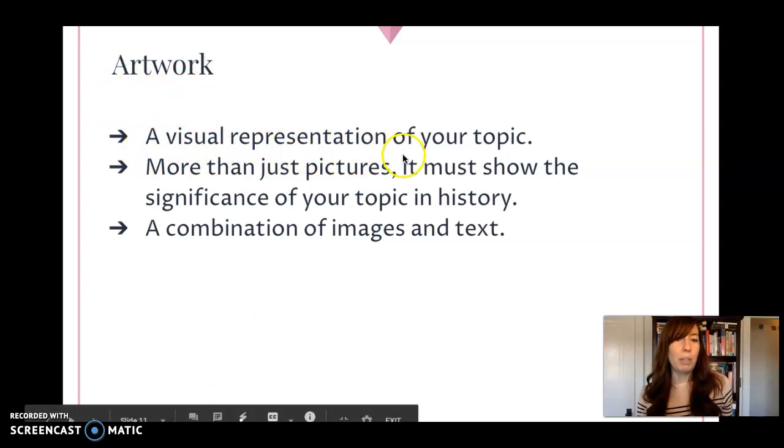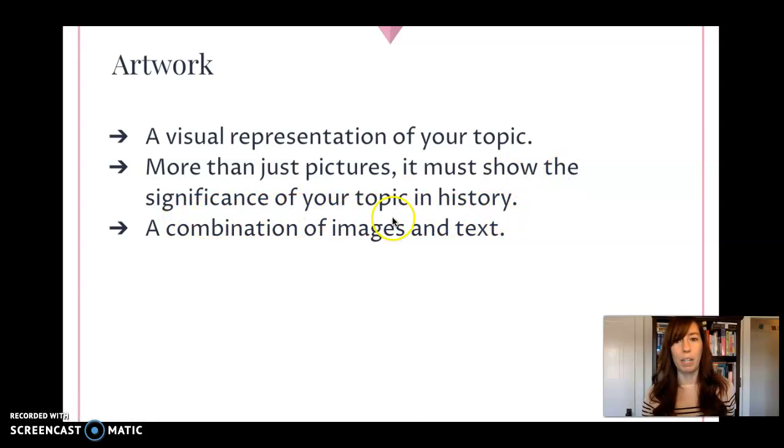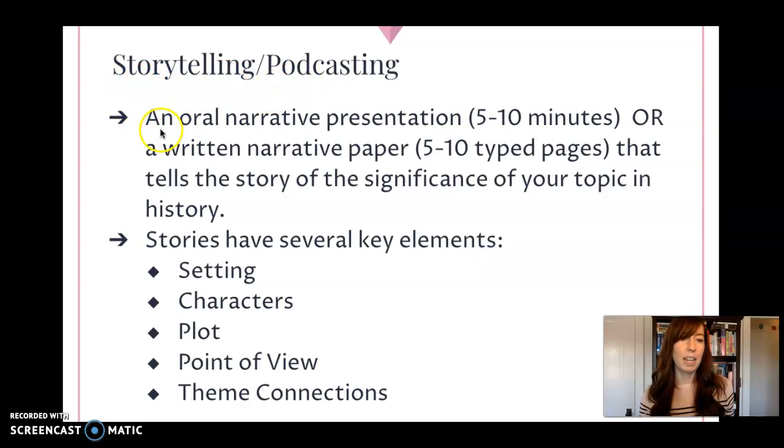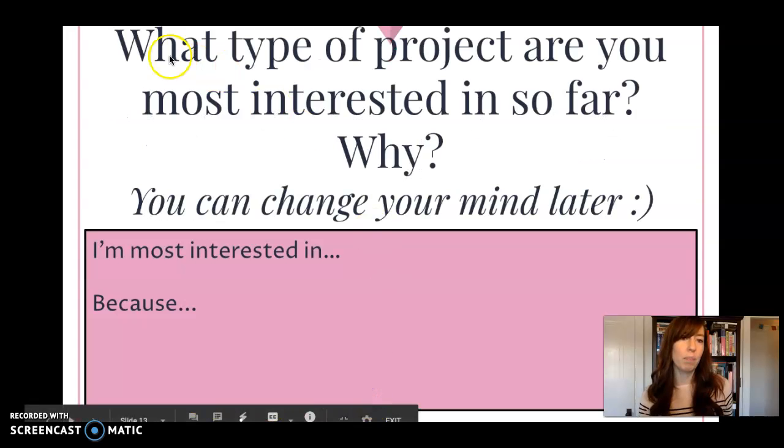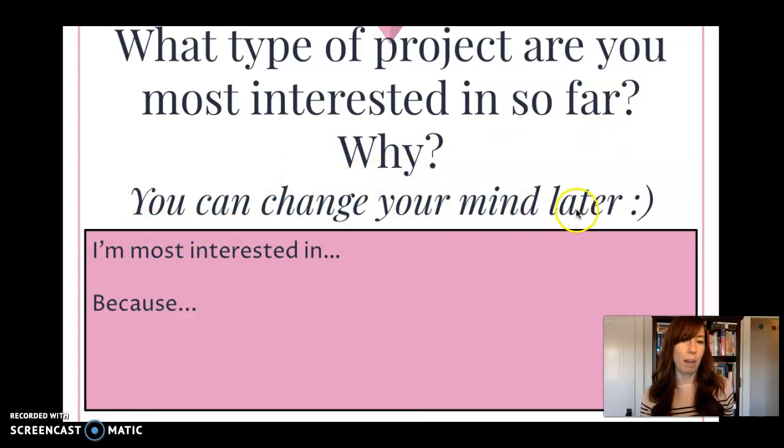Artwork, a visual representation of your topic. More than just pictures, it must show the significance of your topic in history, a combination of images and text. Storytelling or podcasting, an oral narrative presentation, a podcast, 5 to 10 minutes, or a written narrative paper, 5 to 10 typed pages, that tells the story of the significance of your topic in history. Stories have several key elements: setting, characters, plot, point of view, theme, connections. What type of project are you most interested in so far, and why? You can change your mind later. I'm most interested in ___ because ___.